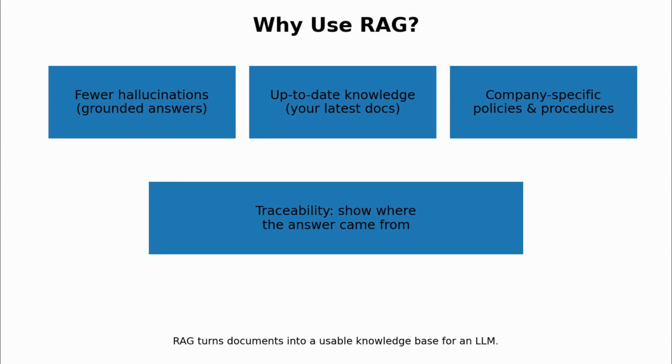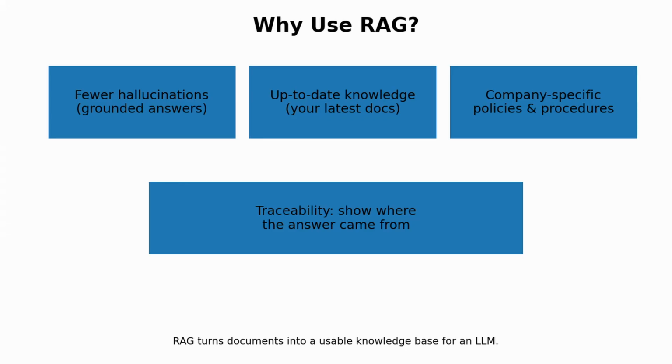Then there's specificity. A general-purpose model might know a lot about the world, but it doesn't know your internal naming conventions, your product versions, your legal disclaimers, or that one tricky exception that lives in paragraph 6 of your support manual. RAG lets you bring that detail into the conversation without retraining the model from scratch.